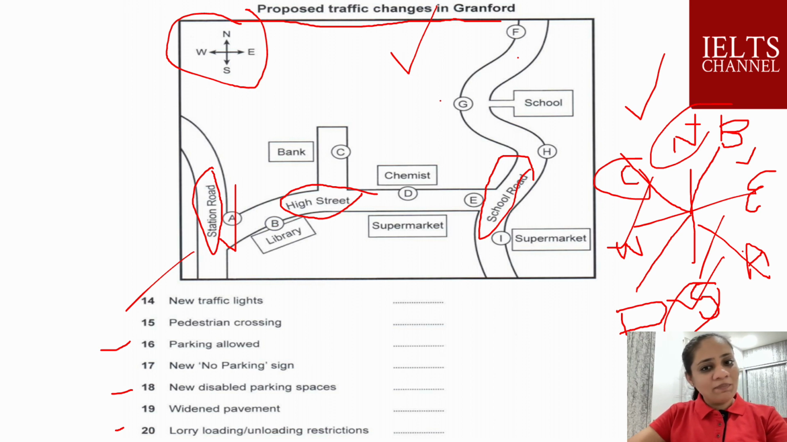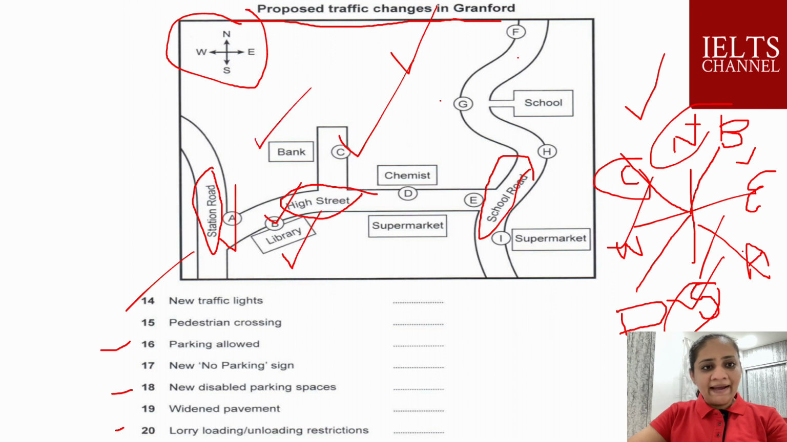Okay, so A is your parking allowed, fine. Now B is nearby the library. In front of the library, if there is a pedestrian crossing, then pedestrian crossing equals B. Got it?